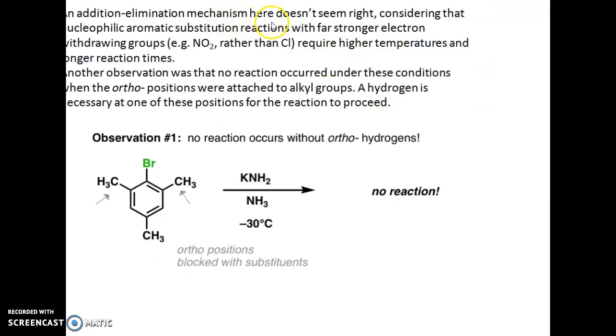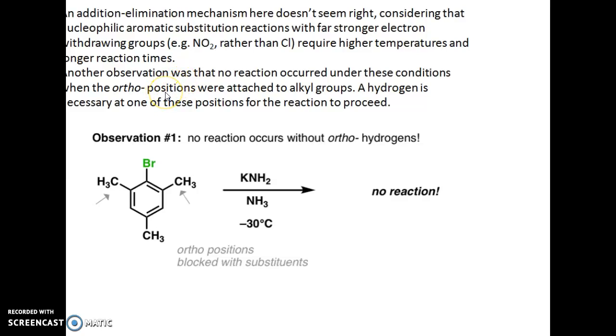An addition elimination mechanism here does not seem right, because strong electron withdrawing groups like NO2 require high temperature, whereas Cl requires low temperature, as we have seen now, and longer reaction times.